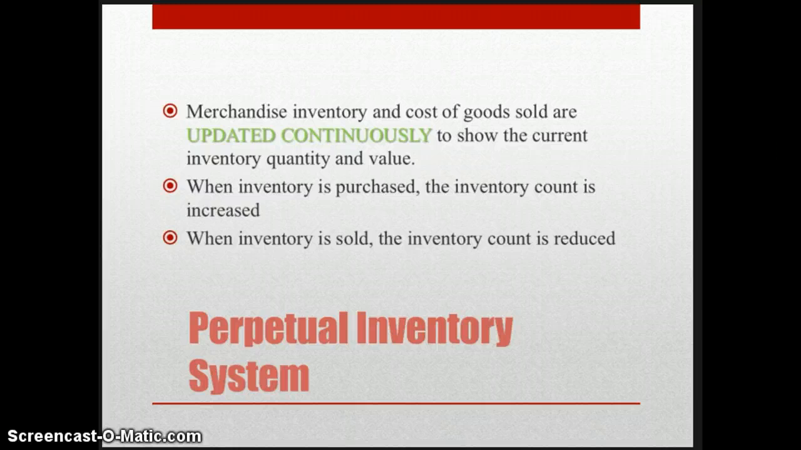So, the perpetual inventory system consists of merchandise inventory and the cost of goods sold being updated continuously to show the current inventory quantity and value. Everything is real time. It is updated continuously. You will always know your current inventory quantity, and you will always know the value. When inventory is purchased, the inventory count is increased, and when inventory is sold, the inventory count is reduced. Again, this is the perpetual inventory system.